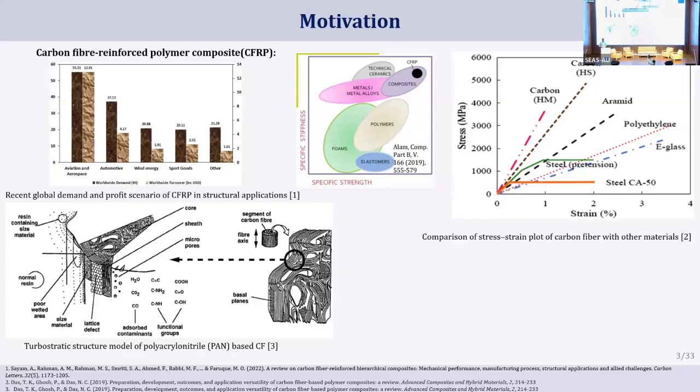So the motivation is that we have various advantages of carbon fiber reinforced polymer composites. They have high specific strength and stiffness properties, and carbon fiber shows high strength compared to other fibers. But what it lacks is that when these carbon fibers are subjected to mechanical loads, they will fail at the interface region. That could be due to the chemically inactive nature of the carbon fiber surface, that is due to the turbostratic structure of the carbon fiber.